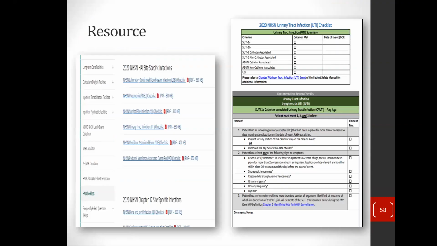So, resources in order to get these definitions right. This is a lot of information in a short period of time. There are some excellent checklists. They have just been updated on the NHSN website. On the left-hand side, there is one that says HAI checklist. I know that's real small on the screen. It'll say a checklist for UTI, and it will give you a worksheet with check boxes to go through the things that we've talked about.